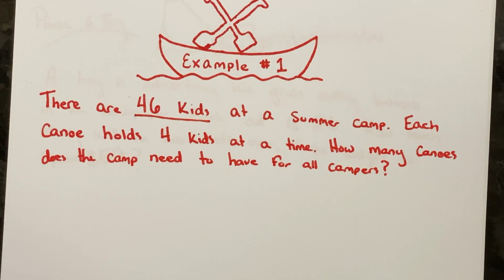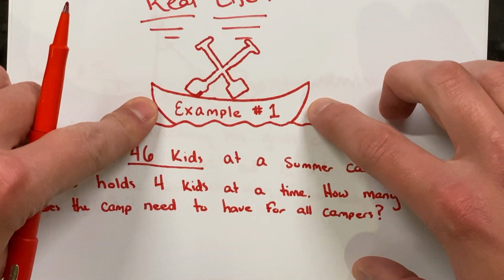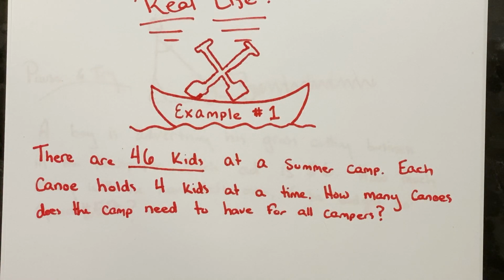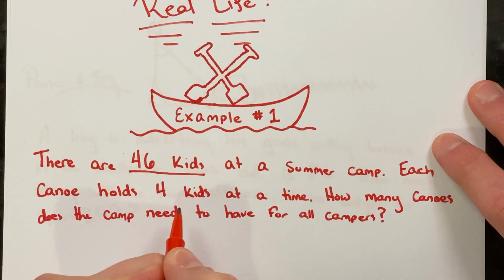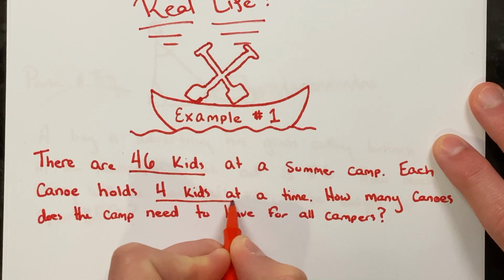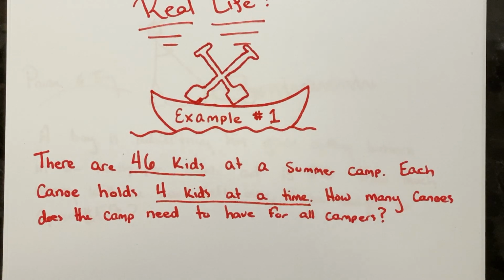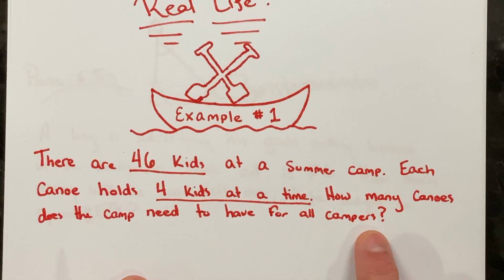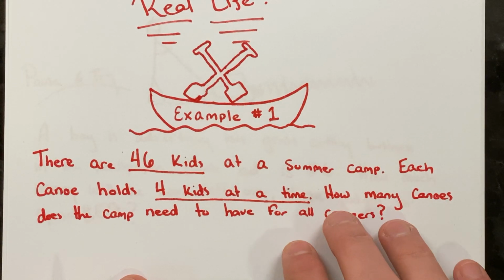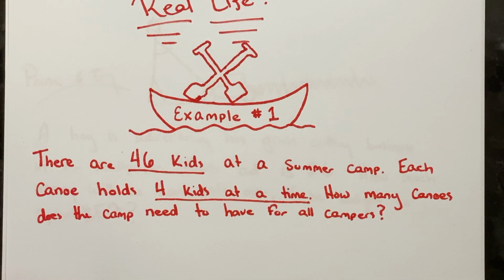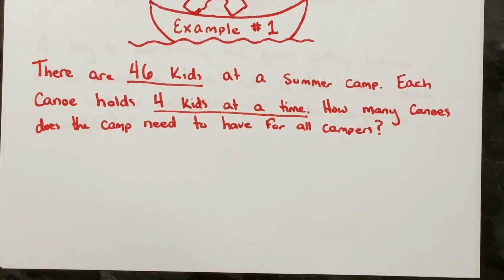I recognize that these kids are going to be canoeing in a little boat like this with some oars like that. I recognize that they're going to be canoeing this summer and that each of those canoes, or each of those boats, can hold 4 kids at a time. But this question leaves me a kind of daunting task. How many canoes does the camp need to have for all the campers? I cannot leave any camper behind. Let's get started. Let's see what we can do.